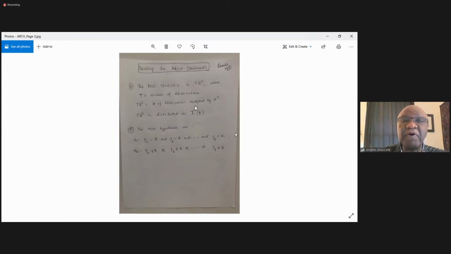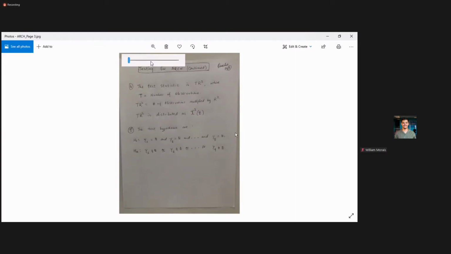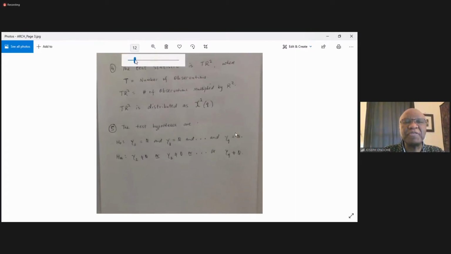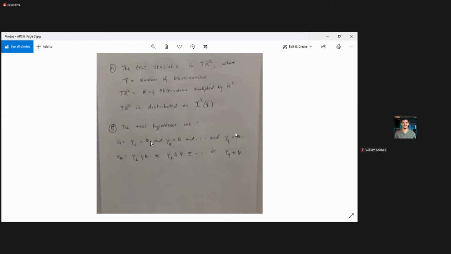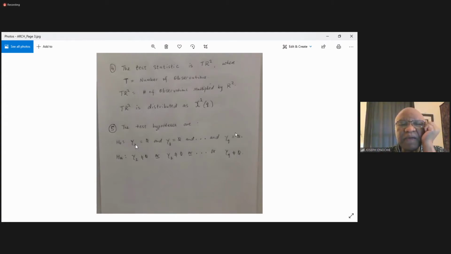But what is the null hypothesis? This is important. For the final exam, you guys have to remember this. What is the null hypothesis? The null hypothesis is that all the gammas are individually and collectively 0. That is, gamma 1 is 0, and gamma 2 is 0, and gamma 3 is 0, and gamma 4 is 0, and gamma q is 0, and all of them are equal to each other, just like for the portmanteau test. And the alternative is at least one of them is not 0. So you look at the p-value.